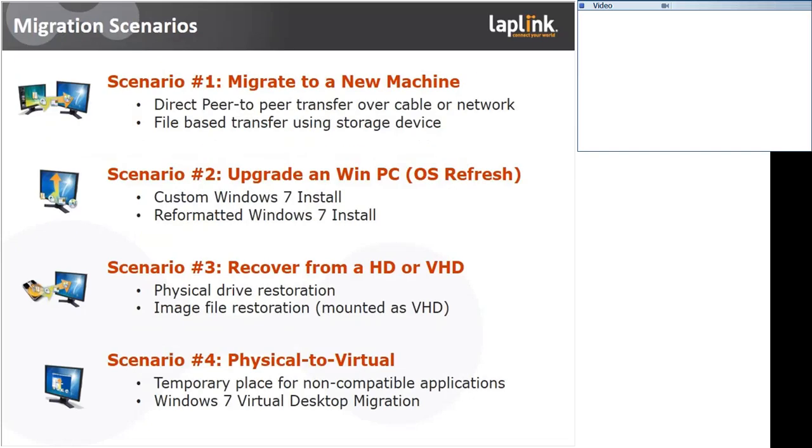So what can we address? Well, first of all, scenario number 1 is migrate to a new machine. Peer-to-peer transfer over the network or over the cable is the preferred way to go to a new PC, which means we transfer selected applications, data, and settings from the old machine to the new machine, and that can be done in a very automated fashion.